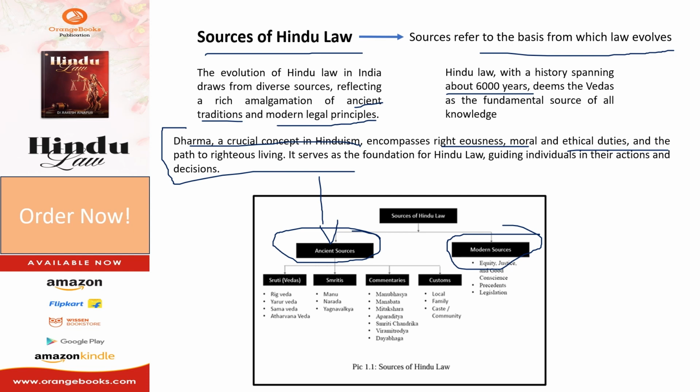Ancient sources we can further classify into four subcategories: Shrutis, second is Smritis, third is Commentaries, and the fourth is Custom. And modern sources are Equity, Justice and Good Conscience, Precedents, and Legislation. These are the two major sets, ancient sources and modern sources. Let's go one by one. Let's start our discussion with Shrutis.